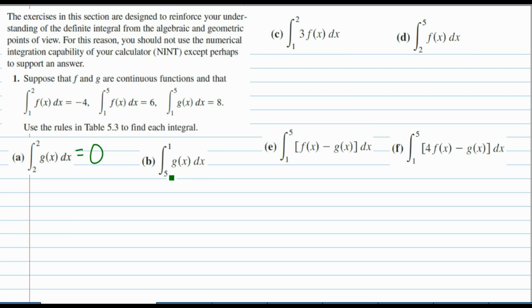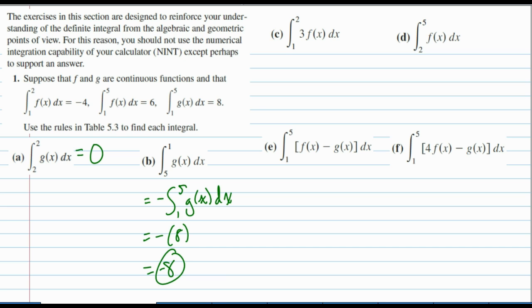Part B, the antiderivative from 5 to 1 of g of x dx. Well, let's see. I know 1 to 5, so that's going to be the opposite of the integral from 1 to 5 of g of x dx. So that's going to be the opposite of 8, so -8.